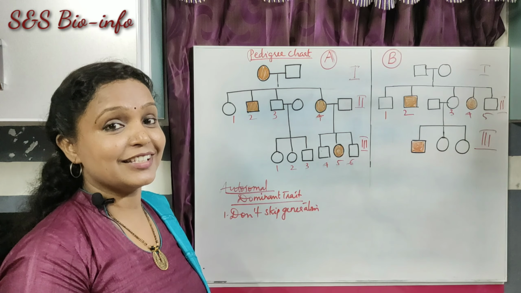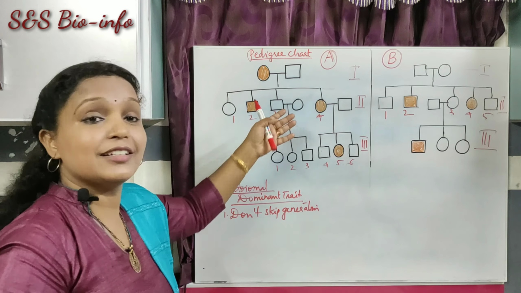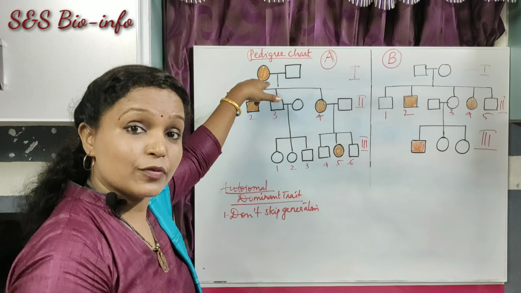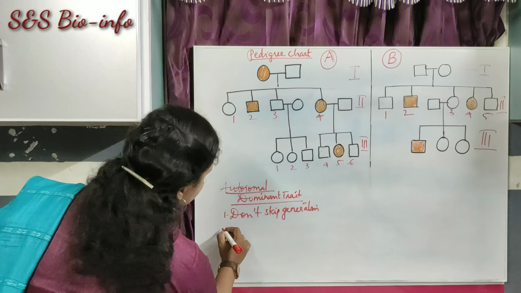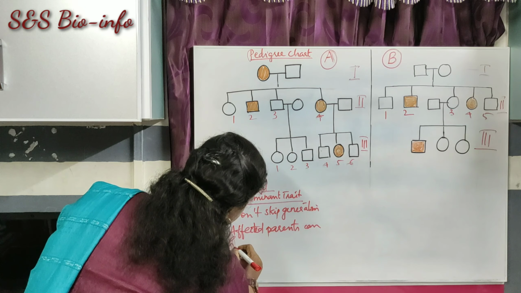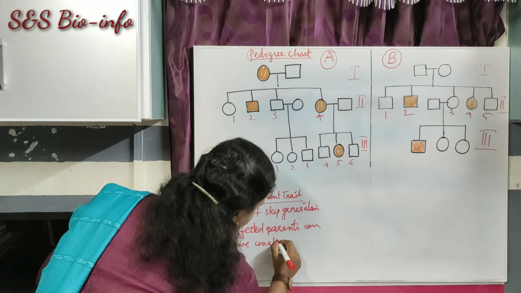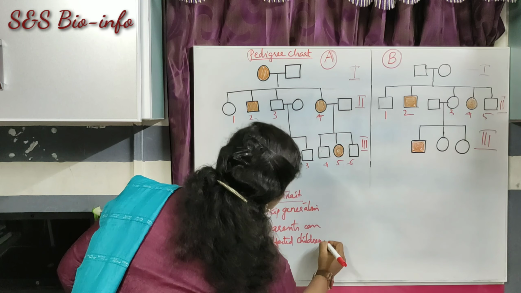The next clue is that affected parents can have unaffected children. Look at the diagram: the mother is affected. Here they have 4 children, 2 are affected and 2 are unaffected. That means affected parents can have unaffected children. That's the clue for the autosomal dominant trait.